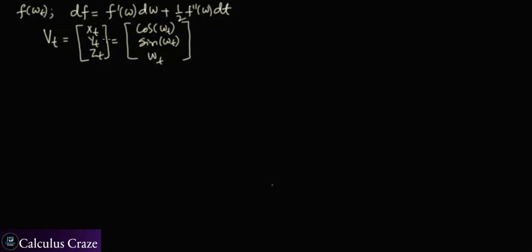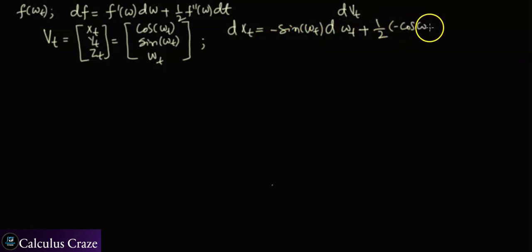So what we will do, we will form a stochastic differential equation dV_t for this given vector V_t. So I need dx, dy, dz. Previously we have also seen dx_t by this formula, so I need the first derivative of cosine, which is minus sine W_t dW_t, plus 1/2 times the second derivative, which is going to be minus cosine of W_t dt.